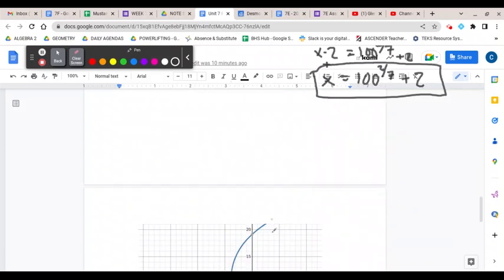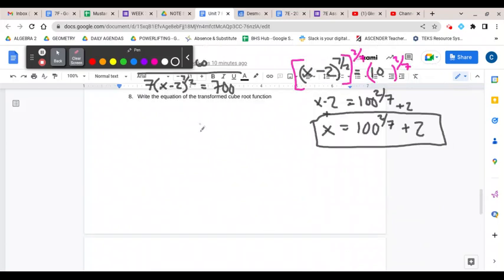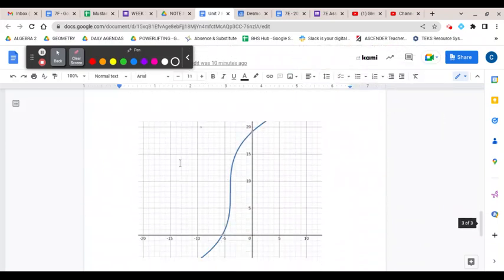All right, last problem here. Write the equation of the transformed root function. All right, so we see that we're going to have a transformation there. We went over by 4 and up by 9. So we went to the left by 4 and up by 9.